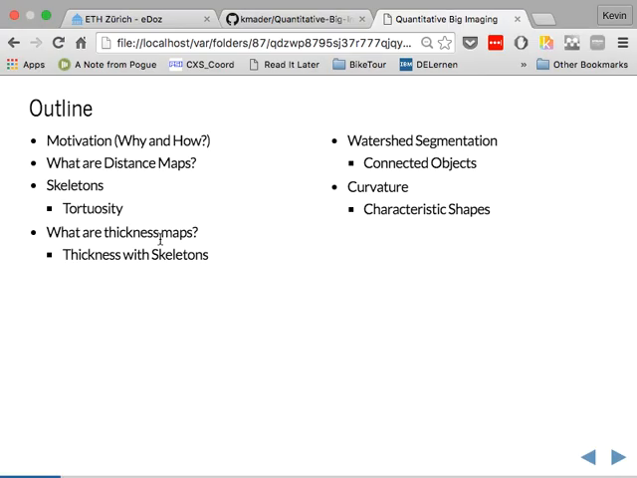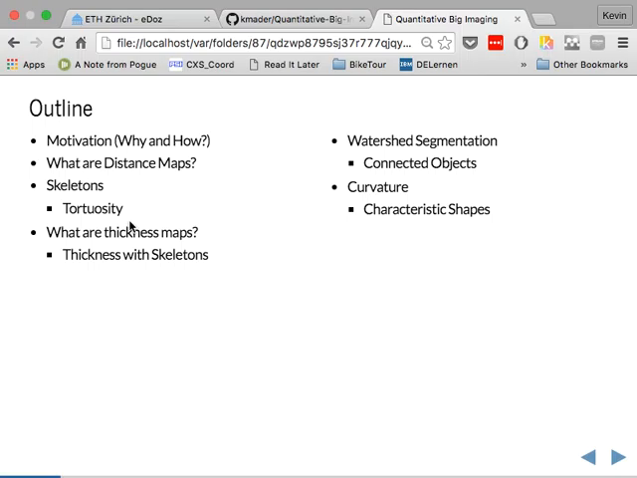So the motivation initially is, why and how do we need more advanced analysis tools for this? The first tool that we'll introduce is called the distance map. We'll talk about what it is and what it can be useful for, because it's really the basis for a lot of the other tools that we'll use. And it's one of the more robust analyses that we can perform.